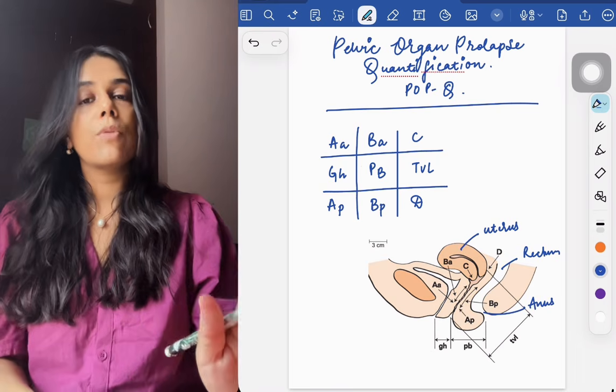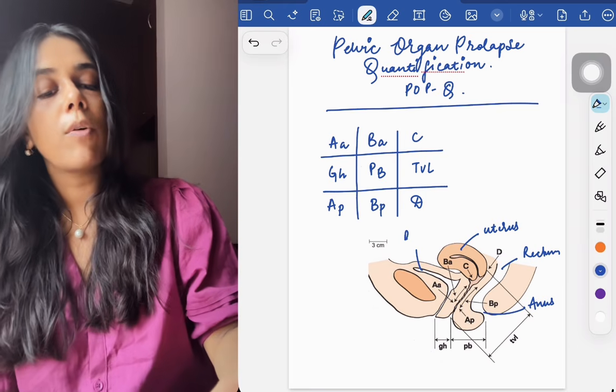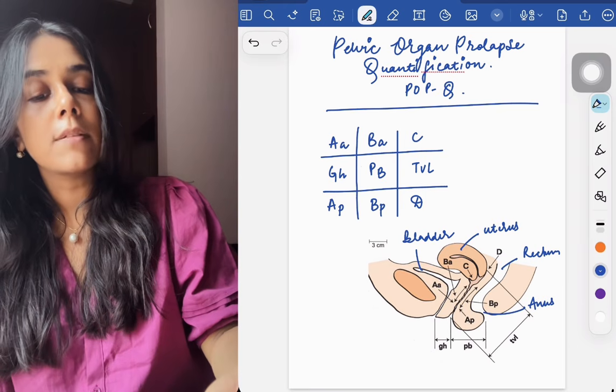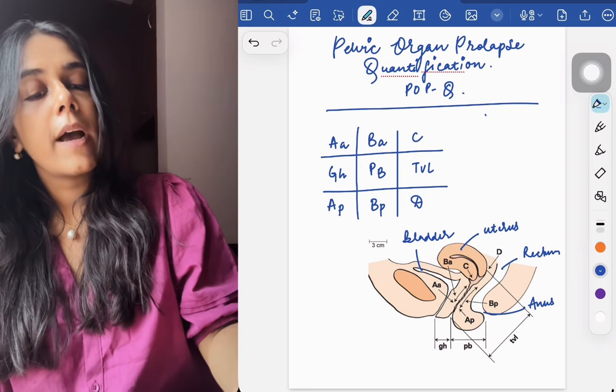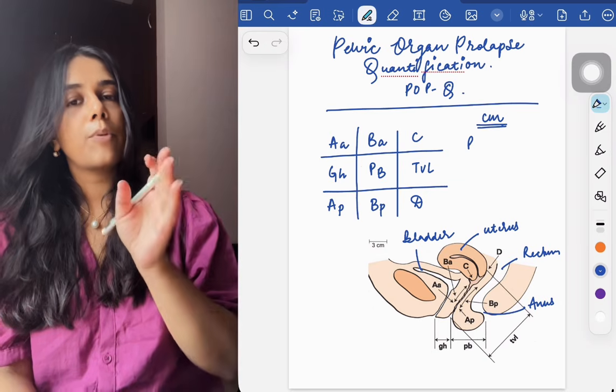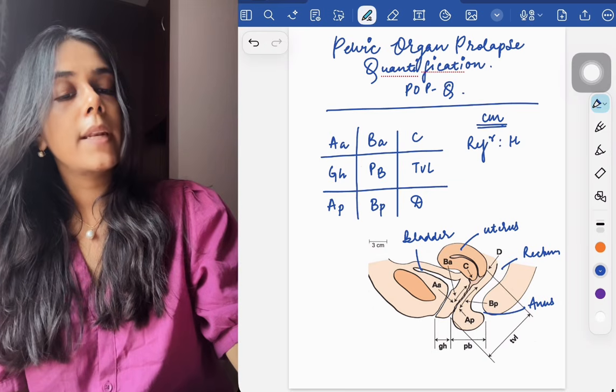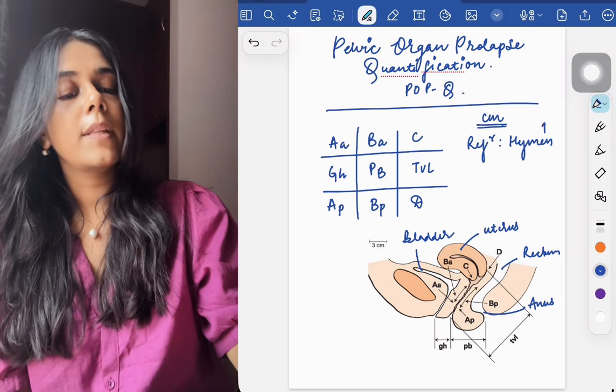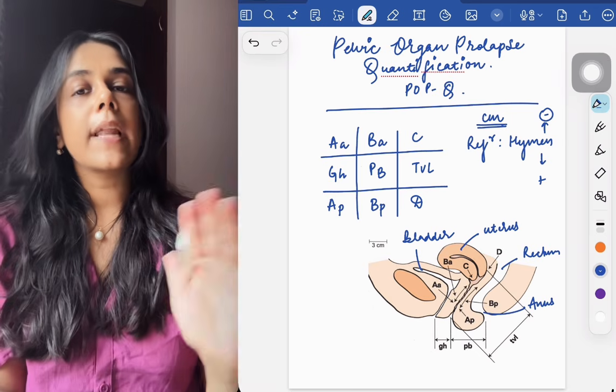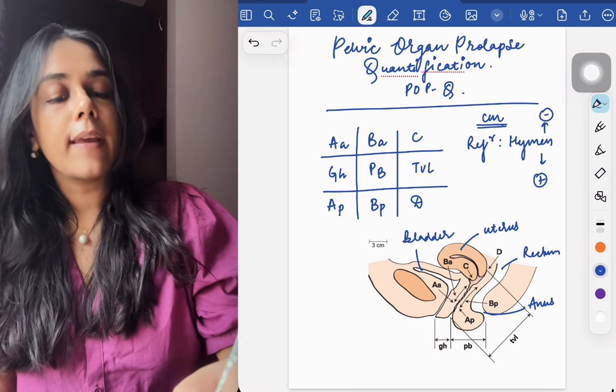The first thing we need to know are some salient points: all the measurements are done in centimeters. The reference point is the hymen. If you are going proximal to the hymen, it is negative, and if you are coming distal to the hymen, then it is positive. This grid has 9 different points. The first point is AA.